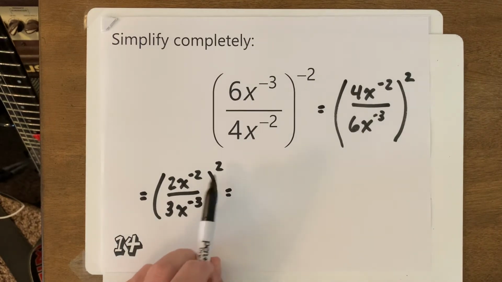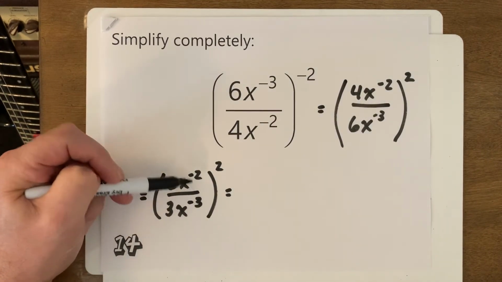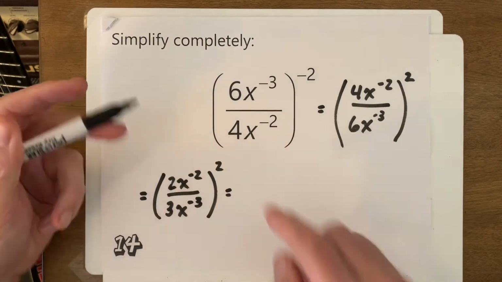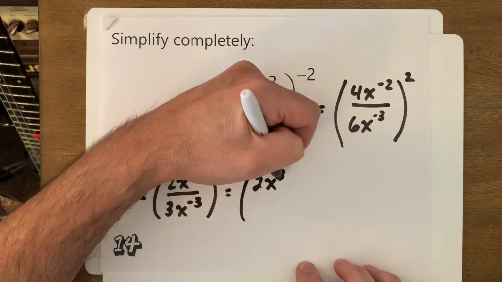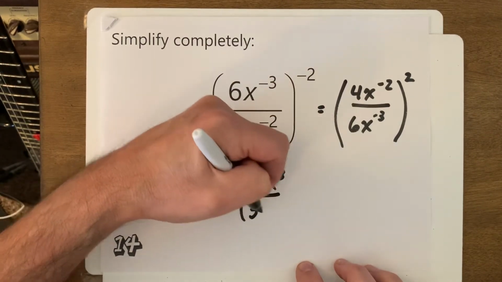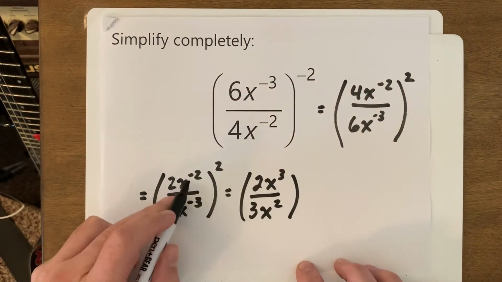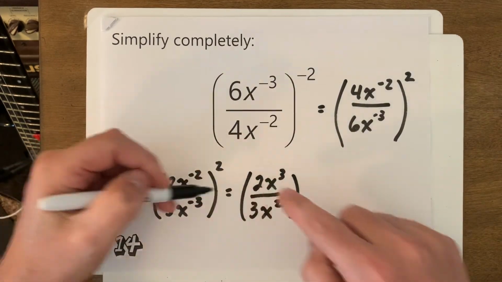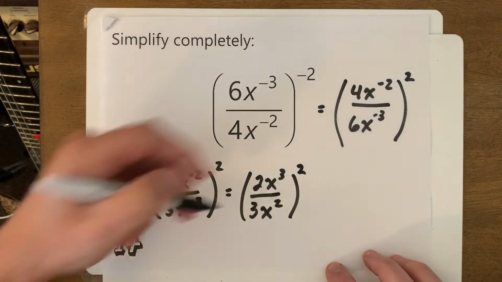I could distribute my 2's, my 2 here and my 2 there. I could do that. Or these x's both have a negative with it. Since they both have a negative with it, they're going to change places. And so I have really 2x to the positive 3 over 3x to the positive 2. So whenever you flip something with a negative exponent, you use up the negative part of it and it becomes positive. So these two guys flipped, and now we see them flipped, still with a 2 on the outside.